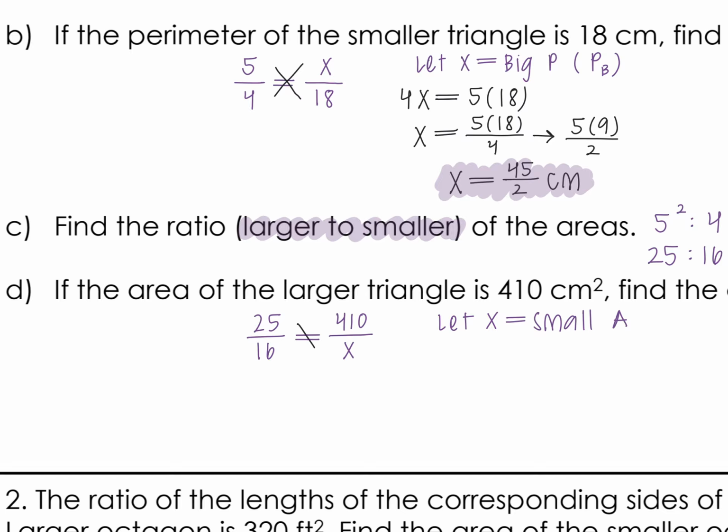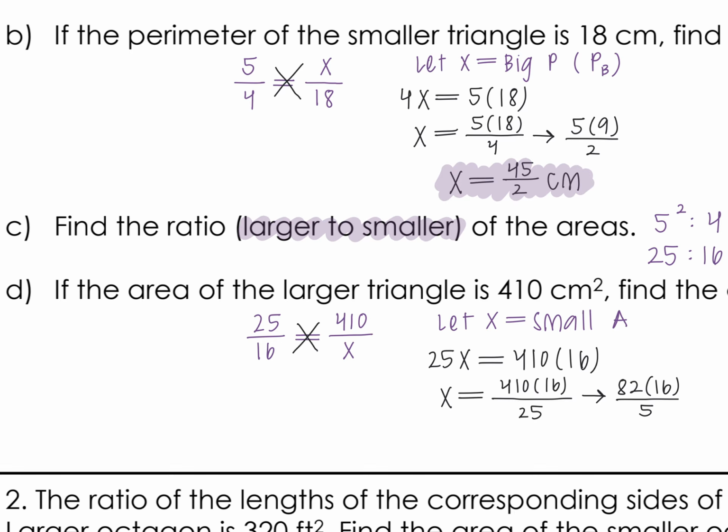Once I've done that, I can then cross multiply to solve. So cross multiplying, I'm going to get 25x is equal to 410 times 16. Keeping in mind you can multiply or you may simplify. So here I'm going to show my division so that I can see which numbers I need to reduce. Here I see that 410 and 25 are both divisible by 5. So I'm going to get 82 times 16 over 5.